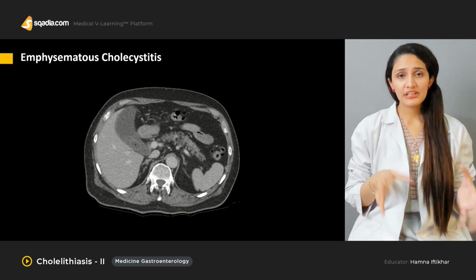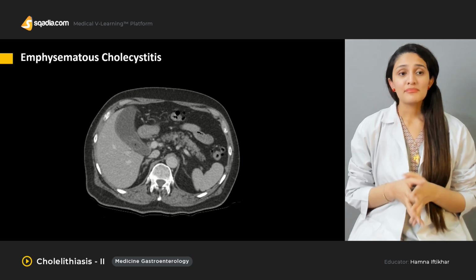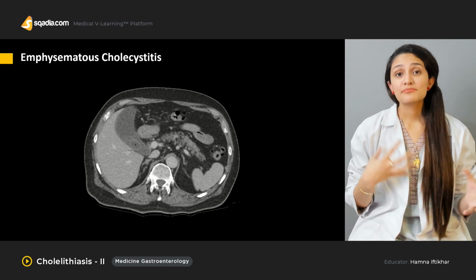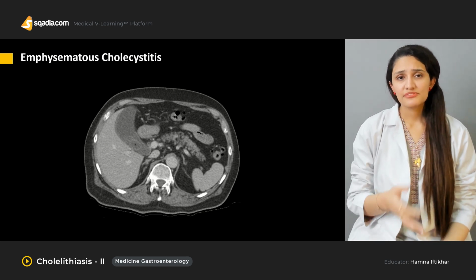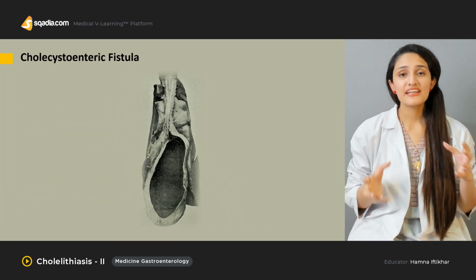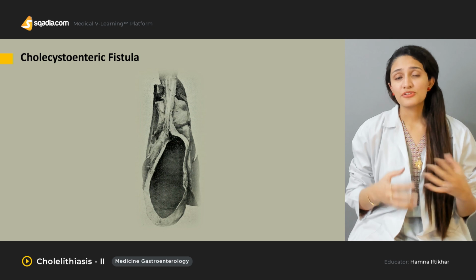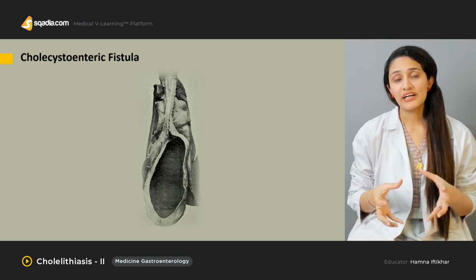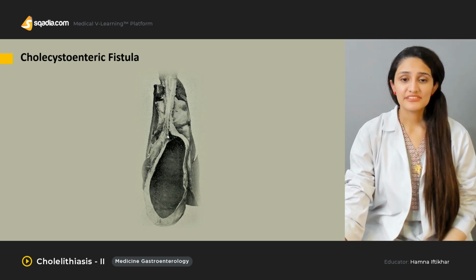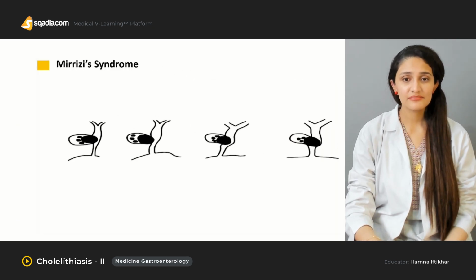Next, we'll be coming to rarer types of complications regarding gallbladder stones. Emphysematous cholecystitis occurs because of the presence of some gas-forming organisms. So this is one of the rare complications of cholelithiasis. And then there is another type, a fistula-forming complication. It causes the erosion of the gallbladder, and a fistula is formed. As you can see, there's a fistula in the neck region of the gallbladder. So we'll be talking about that in detail.